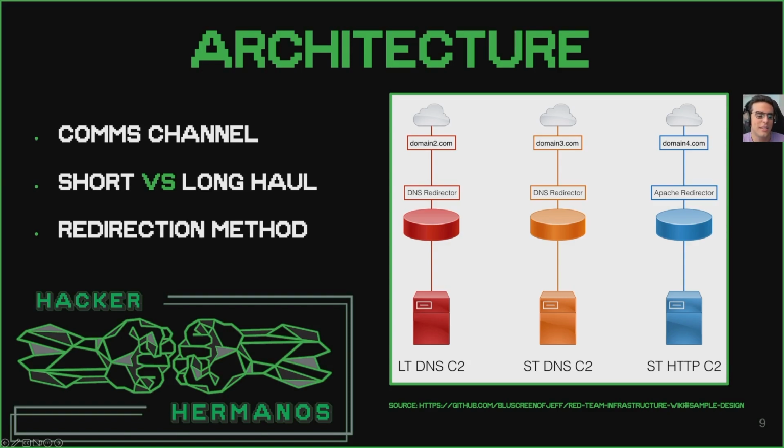I'll give you a teaser for now. Redirection of C2 traffic can be done via TCP forwarding, HTTP proxying, content distribution networks, through a mechanism called domain fronting, and a combination of these.